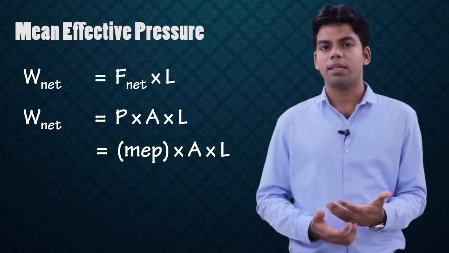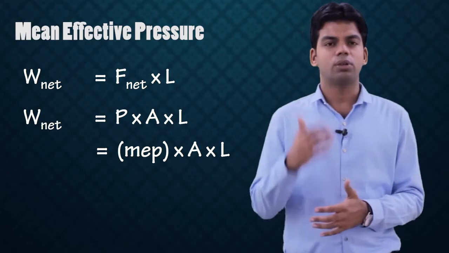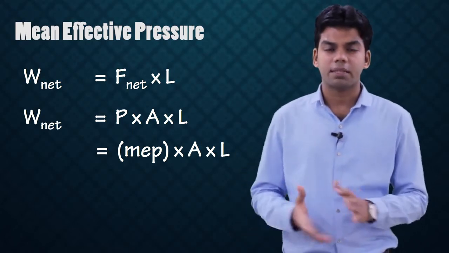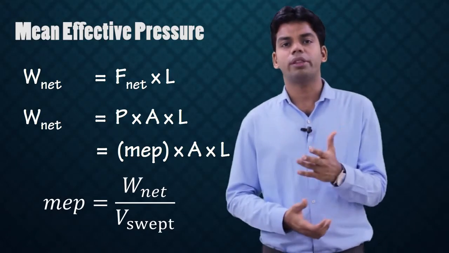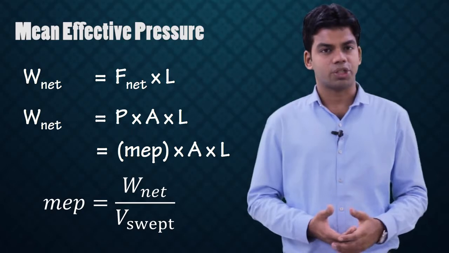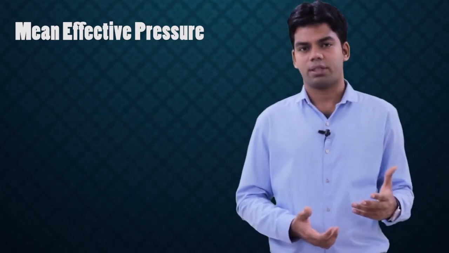Now this area into L is nothing but the swept volume, as I have told you. Area is pi by 4 d square, and L, the length of a stroke, gives the swept volume. So from here we can determine the mean effective pressure, which will be equal to W net divided by swept volume. Net work done divided by swept volume is nothing but the mean effective pressure.